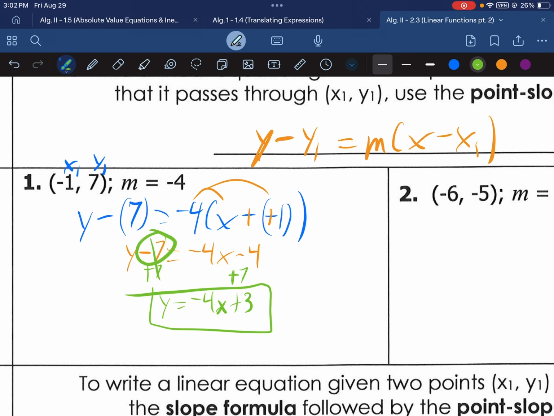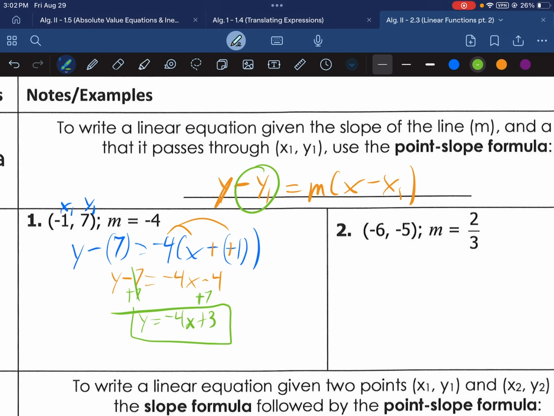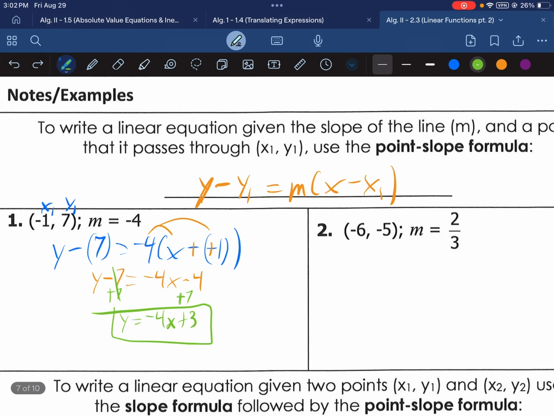Now I do want you to notice that the y value ended up being y minus 7, even though it started out as positive 7. And the x value, the x1, ended up being positive 1 here, even though it started out as -1. And that's because if we look at this formula, it's minus y1 and minus x1, so it appears in the formula as the opposites of what it actually is.